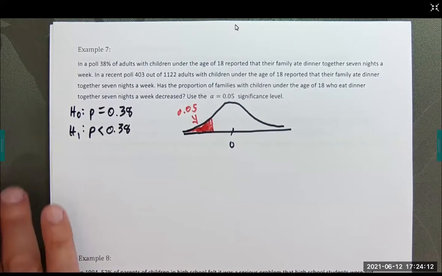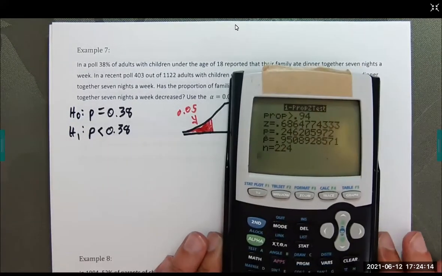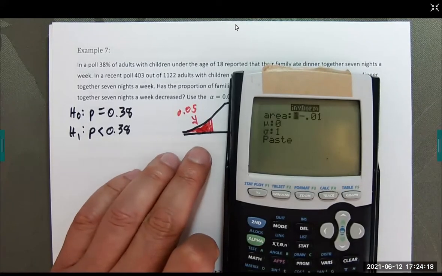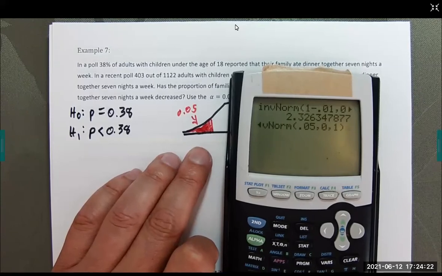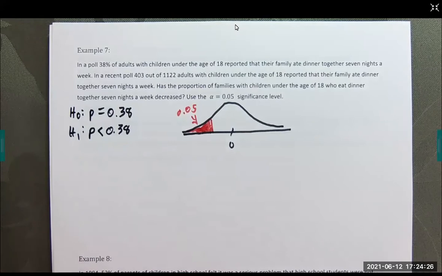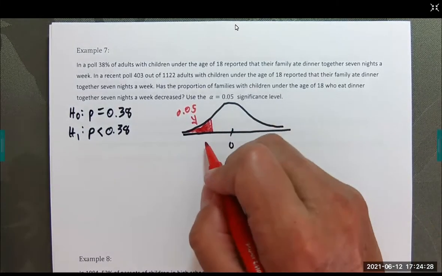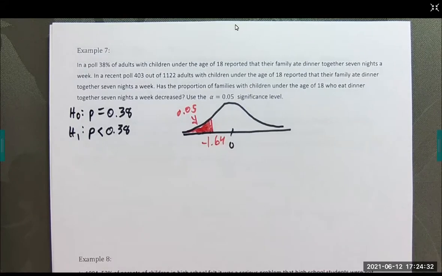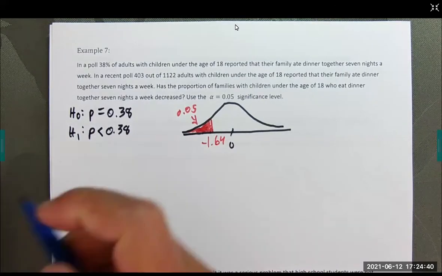All right, let's find our critical value. Inverse norm, area to the left is 0.05. Negative 1.64, we'll say. So we now have our critical region, and we need to find our test statistic.